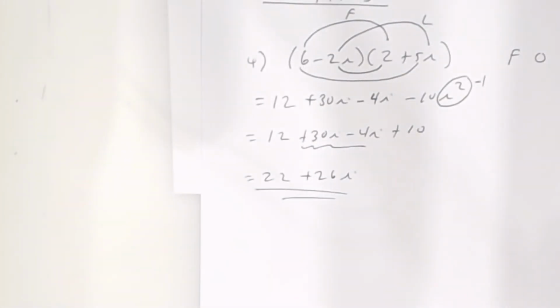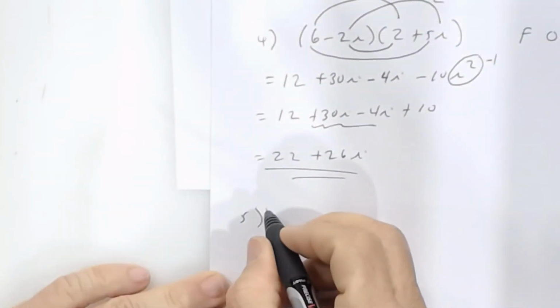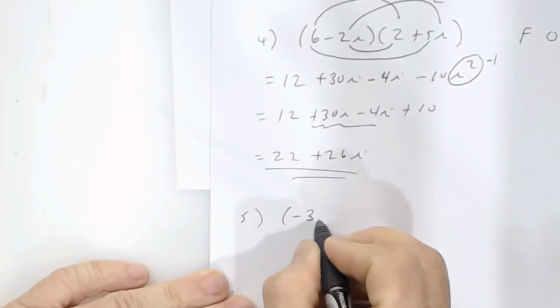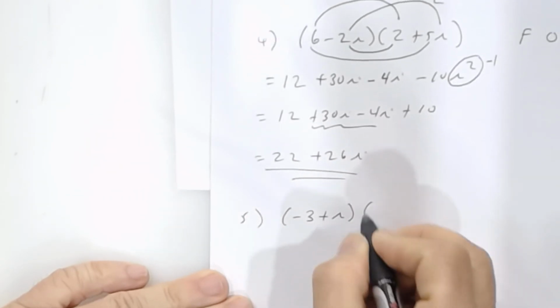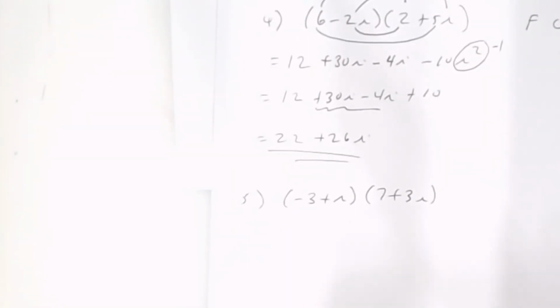I'm going to do one more with this because that's on the second part of your in-class worksheet. So I'm going to do one more with two binomials. I only have time to do two of them. So here's number 5. Let's suppose we had negative 3 plus i times 7 plus 3i. How are you going to multiply these two binomials? FOIL. Okay.